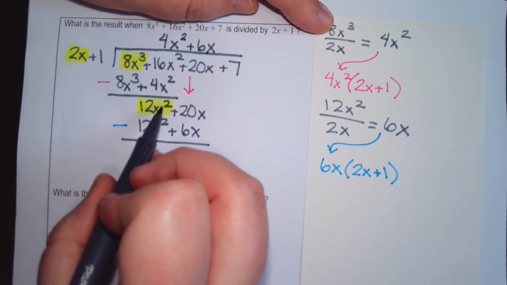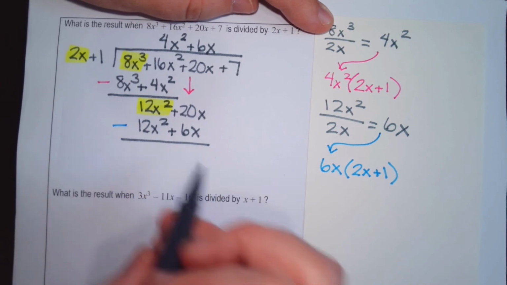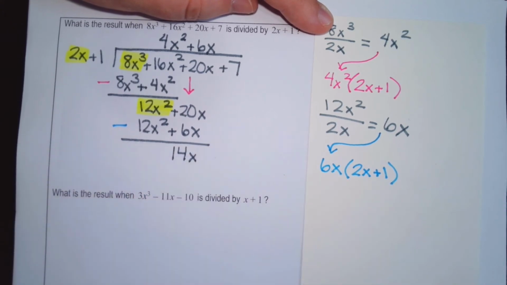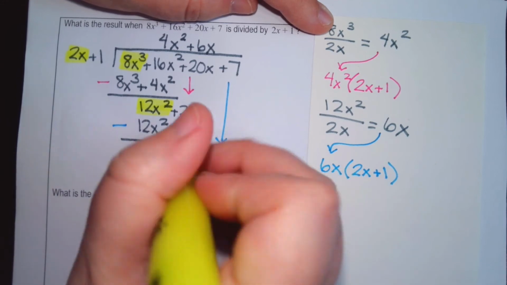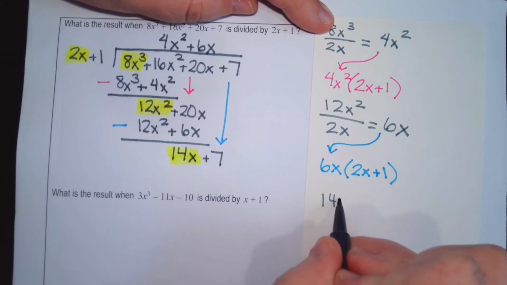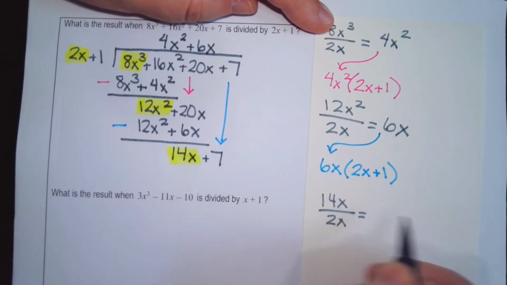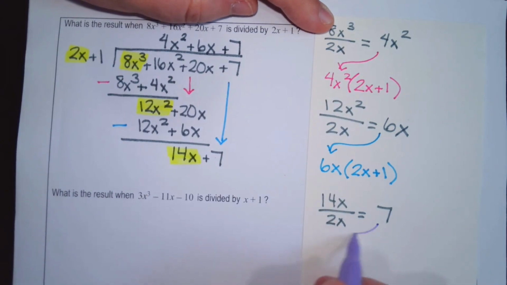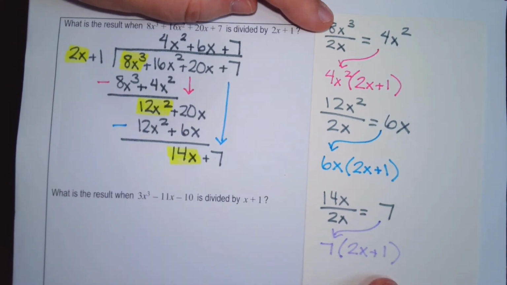12x squared minus 12x squared, it cancels out. We're doing something right. So 20x minus 6x is going to be 14x. And then we bring down the plus 7. We still have a variable. So my new leading term now is 14x. So 14x divided by 2x, and that is just going to be 7. So plus 7. And again, we're going to multiply 7 by 2x plus 1.